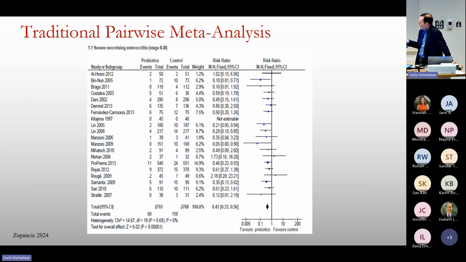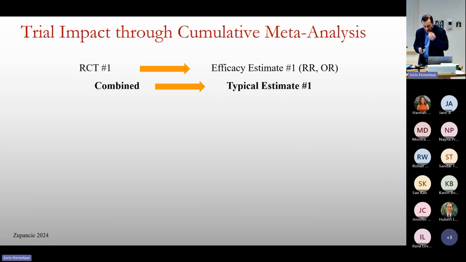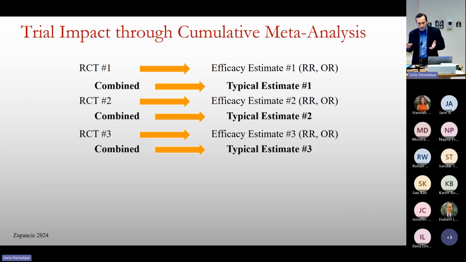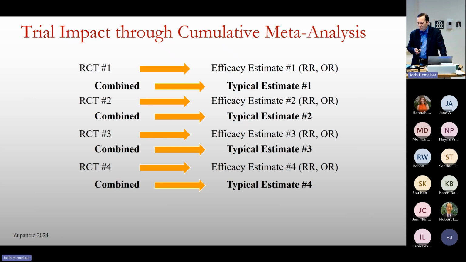So this doesn't speak to impact of a particular trial, and it doesn't speak to whether we've done too many or too few studies. So we used cumulative meta-analysis, which basically moves back in time on that forest plot, and starts with creating a forest plot with the first chronologically available trial, generates a typical estimate, then adds in a second trial, generates a new typical estimate, a third trial, new typical estimate, and so on.